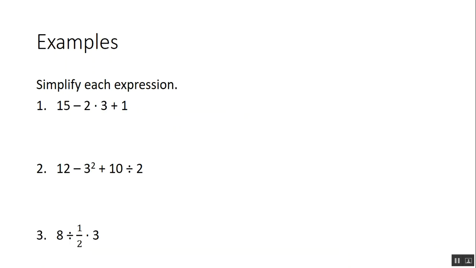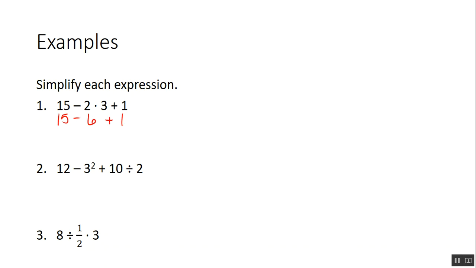So we're just going to look at some examples where we simplify the expression. Make sure that you write the problem down. You need to always make sure that you're showing your work as you go through these so that if there's an error, I can help fix it. So for number 1, we have 15 minus 2 times 3 plus 1. Subtraction, multiplication, and addition. The first thing we want to do is multiply. So we're going to write 15 minus 6 plus 1.